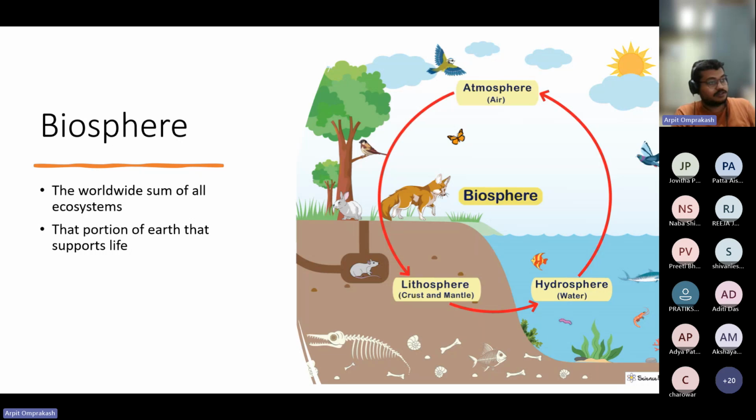The biosphere is the worldwide sum of all the ecosystems that we have. It is basically the portion of Earth that supports life. So the atmosphere, which is the air around us, the lithosphere, which is the soil and everything else, and the hydrosphere, which is the water bodies, and the conjunction of all of these, where animals and birds and other creatures are found and life sustains, is called the biosphere.